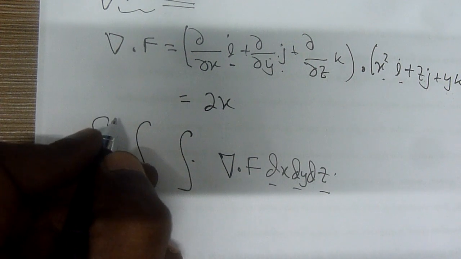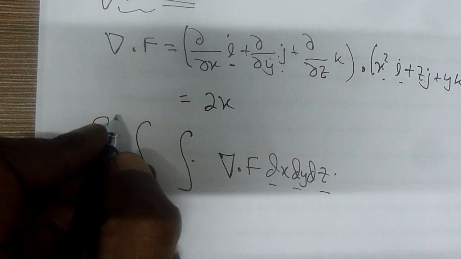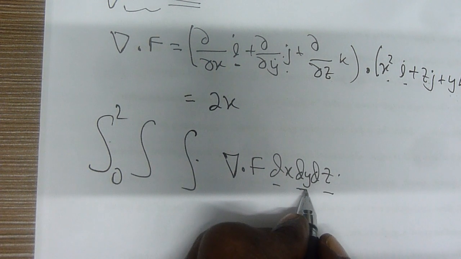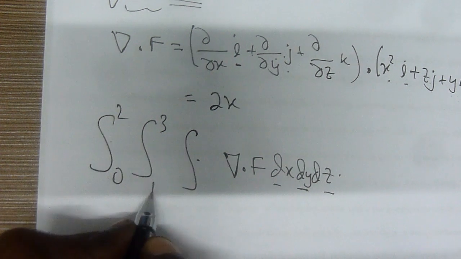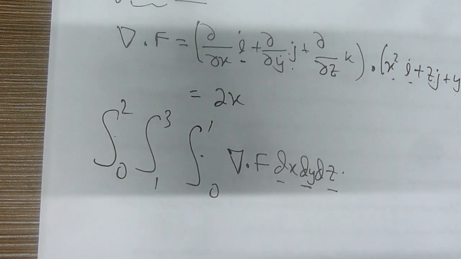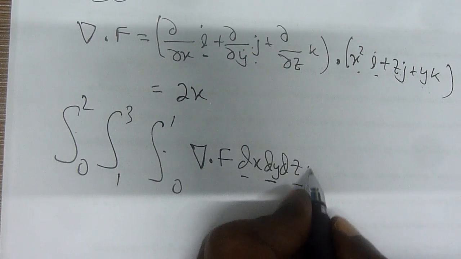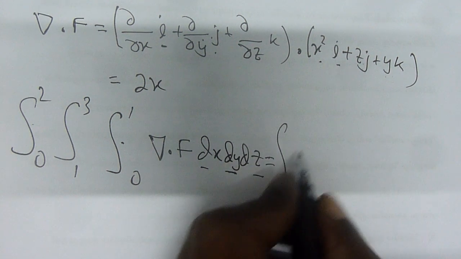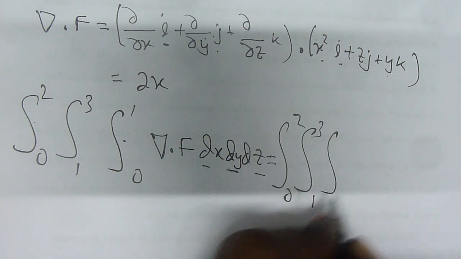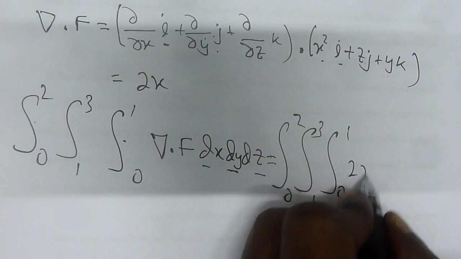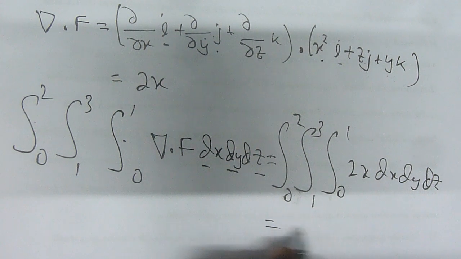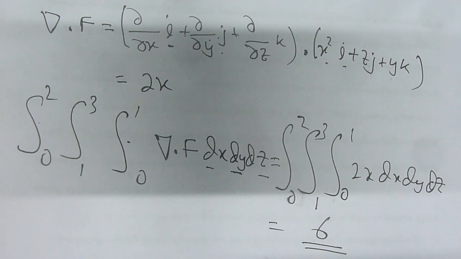For dz, the range is from the higher to the bottom, 2 to 0. For y, 3 to 1. What about x? 1 to 0. Wow, this is fantastic, because we can solve this problem very fast. 2 to 0, 3 to 1, and 1 to 0, 2x dx dy dz, and the solution is 6. Okay, the solution is 6.